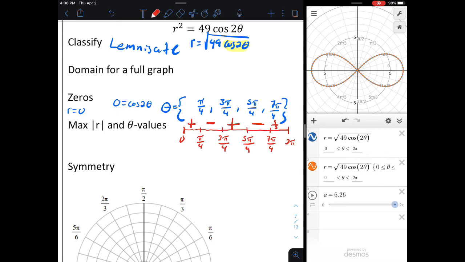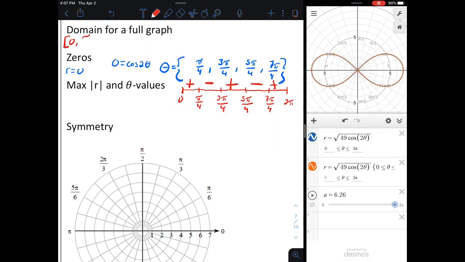And so our domain, we're going from 0 to 2 pi, but actually the domain interval that we're looking at is going to be broken up into pieces, because we're going to have some values where technically the graph is non-existent. So we could go from 0 to pi over 4, and then from 3 pi over 4 to 5 pi over 4, and then 7 pi over 4 to 2 pi.